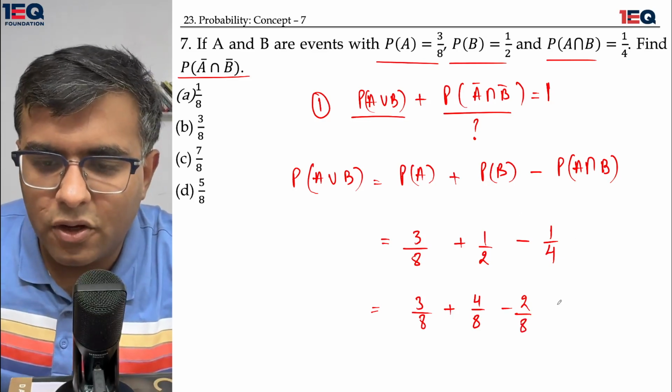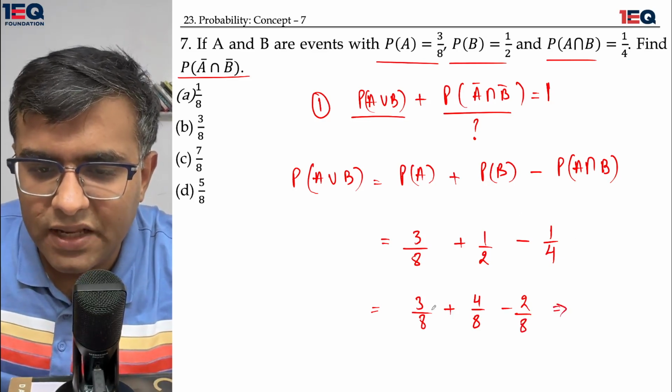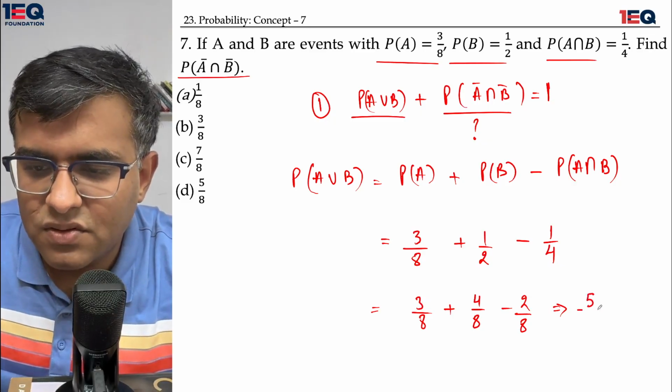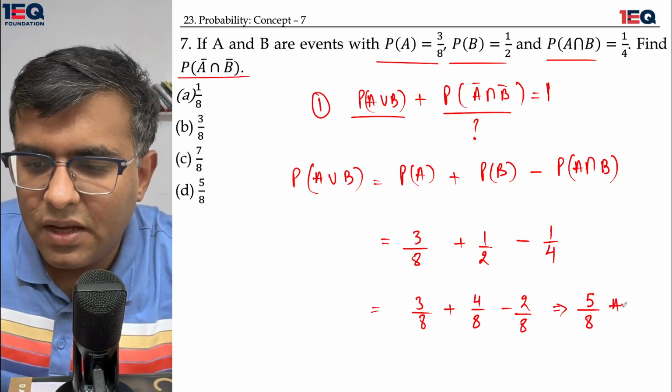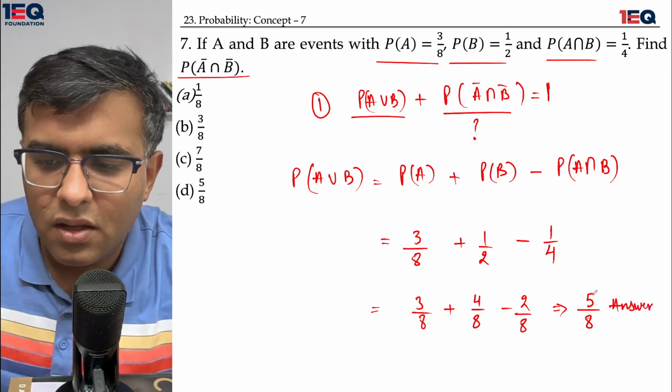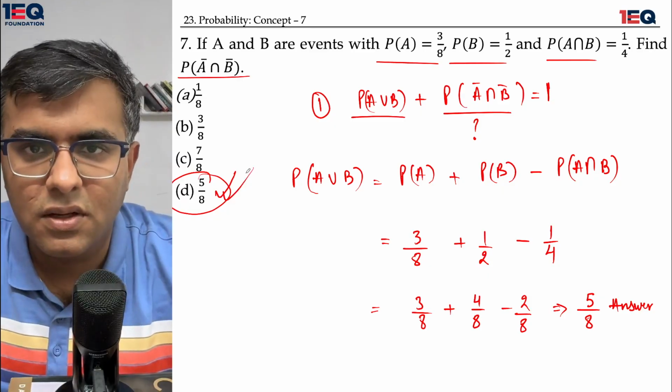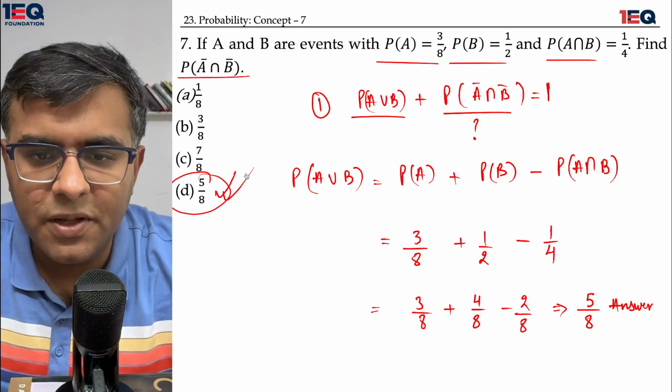Okay, the denominators are the same. The calculation is getting easier for me now. 3 plus 4 is 7. 7 minus 2 is 5. So 5 by 8 is my answer. Okay, 5 by 8 is my answer. I hope it is very clear to everybody.